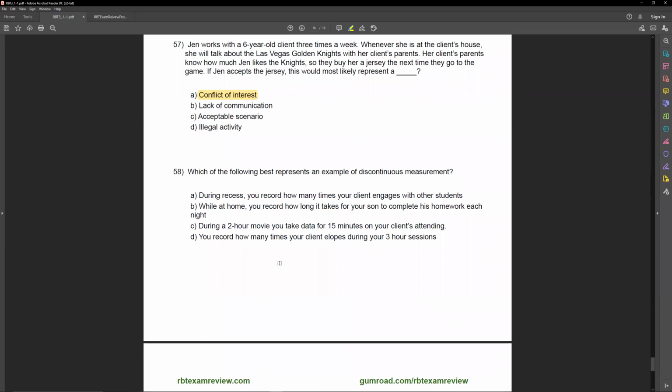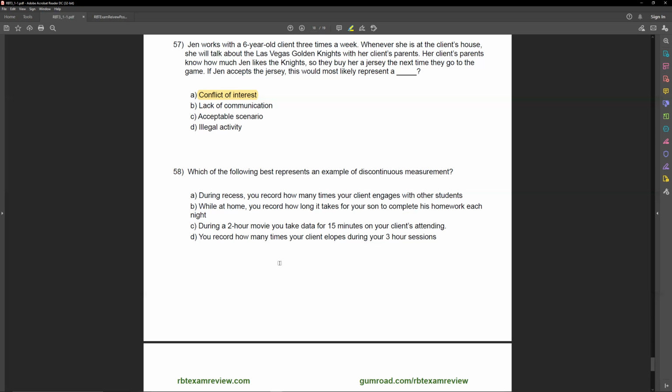All right, 58. Which of the following best represents an example of discontinuous measurement? So what is discontinuous measurement? Discontinuous measurement is interval recording, time sampling, where we take a large chunk of time and record data for a smaller chunk of that time. Continuous measurement is where we get every instance of a behavior during a selected period. Remember, when we're doing discontinuous measurement, we're typically overestimating or underestimating behavior, because we're not capturing every instance of that behavior.